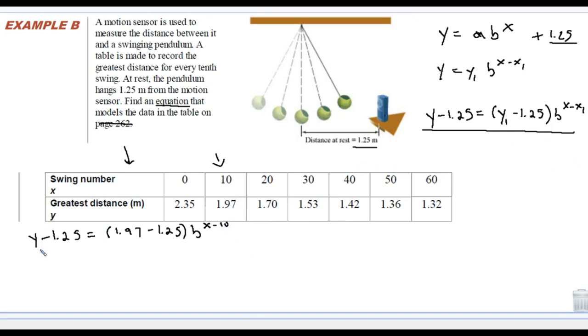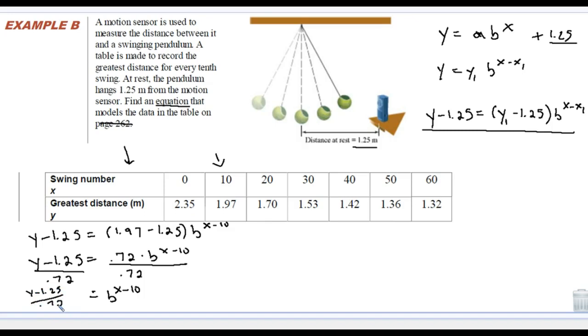So then we can maybe solve this. We can say y minus 1.25 equals 1.97 minus 1.25. That's going to be almost 0.75, so it's going to be more like 0.72, times b to the x minus 10. Now I want to divide this by 0.72, and that should kind of get us an idea of what b looks like. We can say b to the x minus 10 equals, we could probably just leave it as y minus 1.25 over 0.72. So there we've kind of simplified for b here.